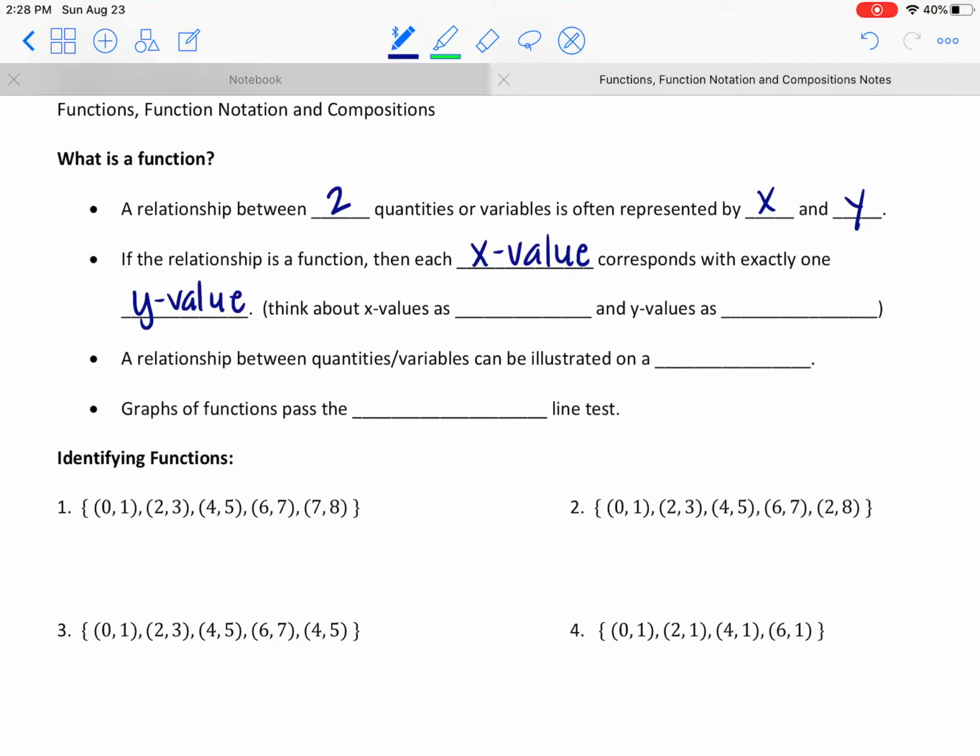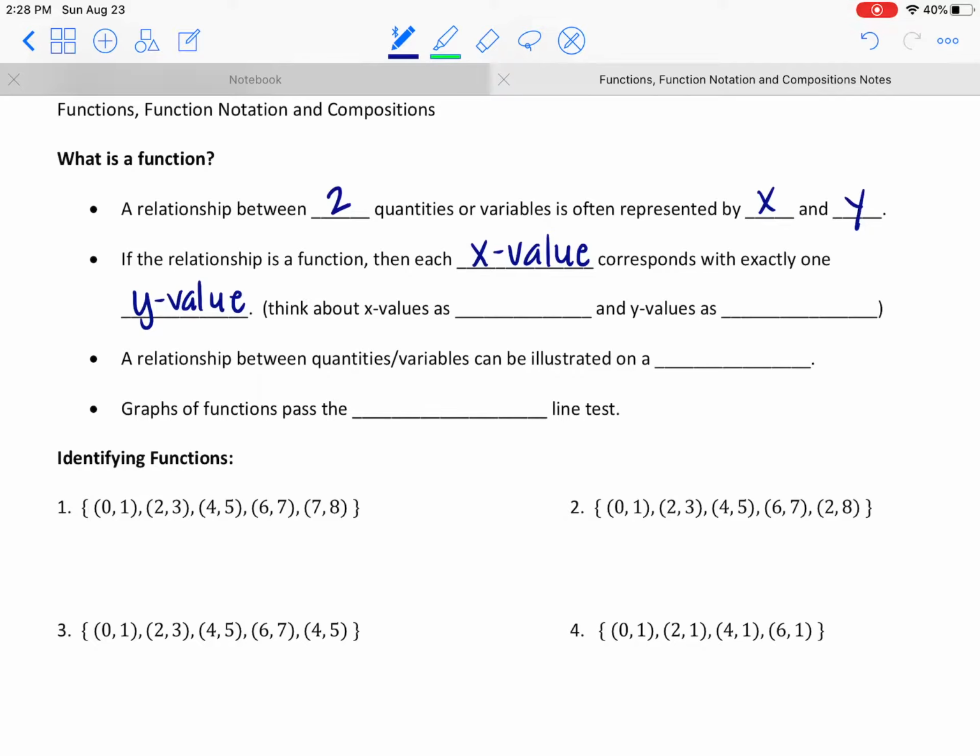That's kind of fancy talk. So what we have to do is look at different situations, like a set of ordered pairs, a graph of a function, or an equation for a function, and determine if the rule actually applies. Does what we're looking at represent a function? Each x value corresponding with one y value may be a little tricky for you to think about.